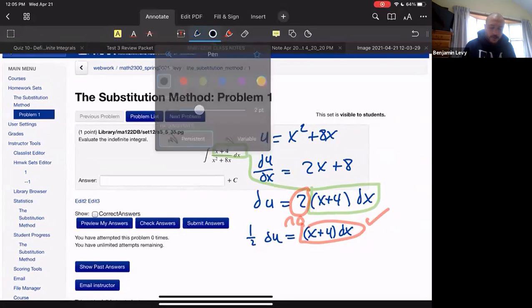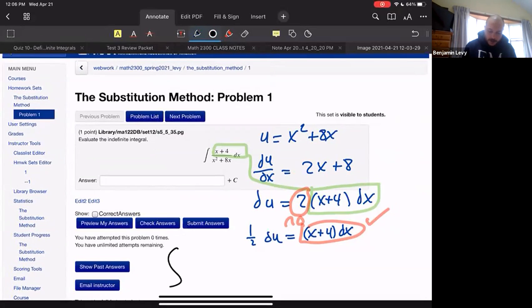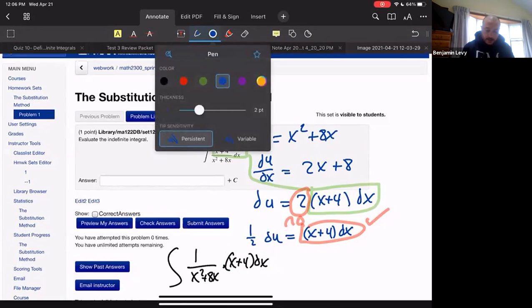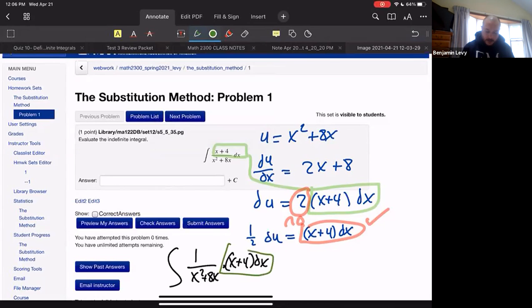Let me rewrite the problem again. I'm going to write it like this, and I'm just going to separate the two things. Same exact problem, I didn't change anything. I just brought the x plus 4 over and multiplied it, because we're going to make this substitution. This becomes 1/2 du. And the other part, 1 over x squared plus 8x, is 1 over u.